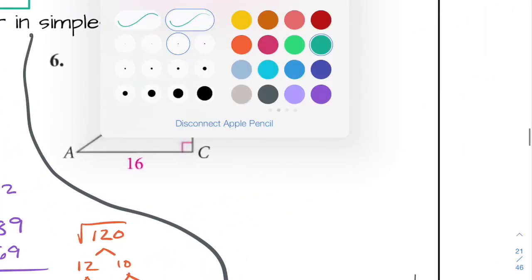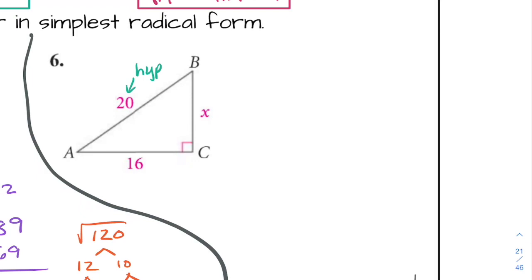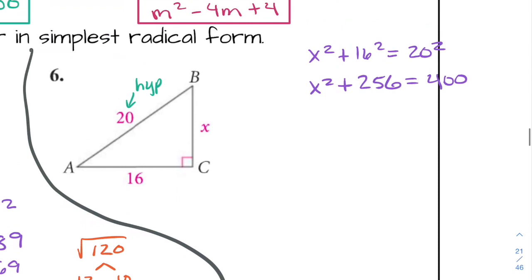This last one, we're going to get x squared plus 16 squared equals 20 squared. So 16 squared, I get 256, equals 400. So x squared, let me move that over a little bit.